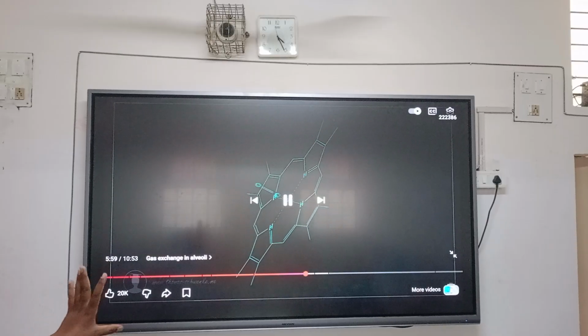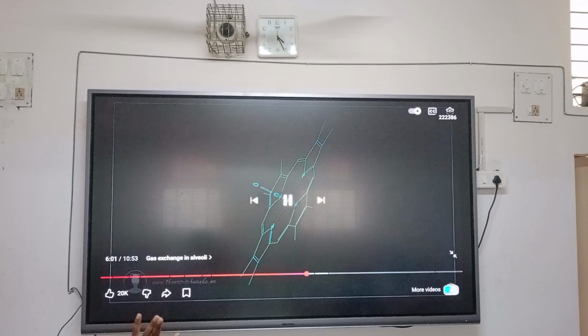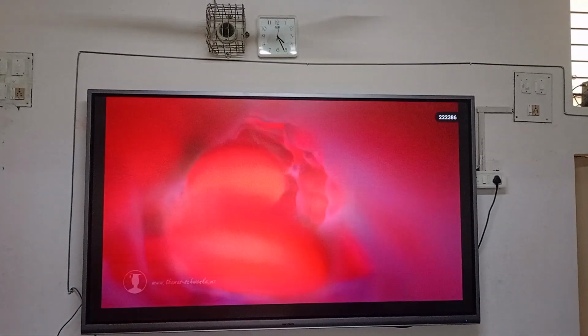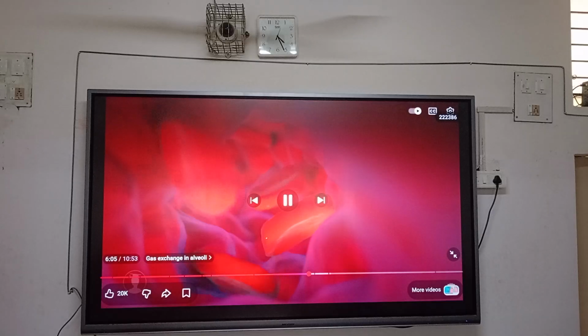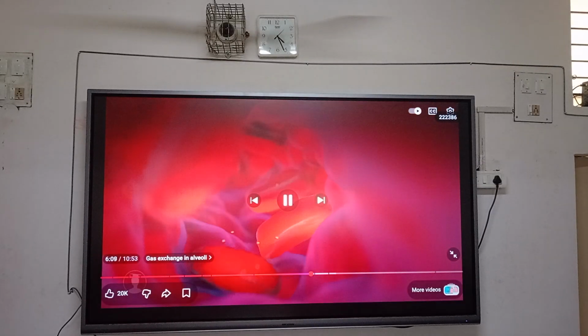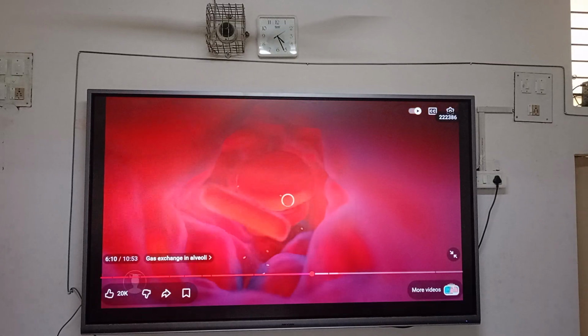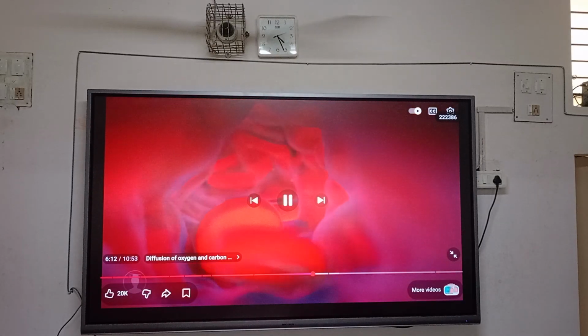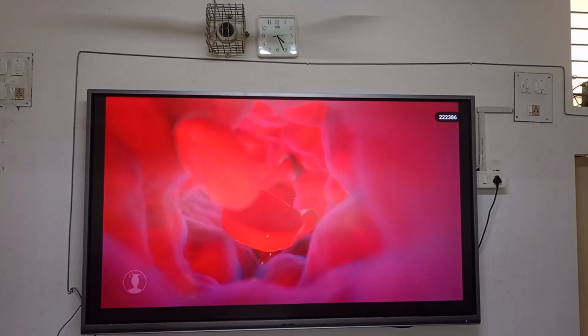At the same time, the carbon dioxide in the bloodstream and emitted by red blood cells diffuses into the alveoli. This is made possible by diffusion.